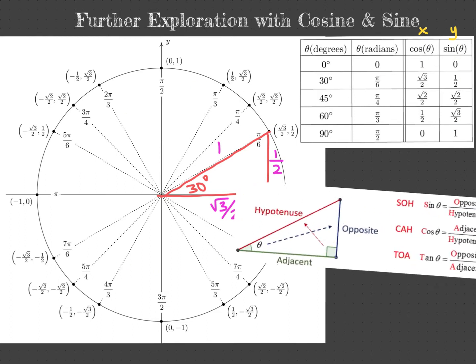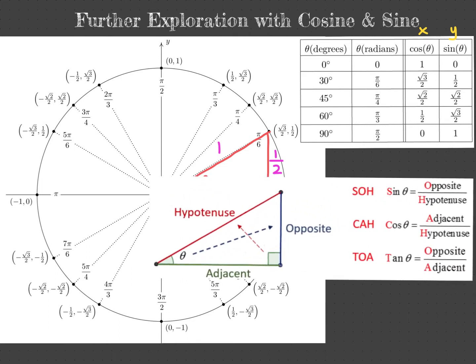And if you do not have SOHCAHTOA memorized or recall what it means, just be sure that you write down what these three ratios mean. Remember, sine, cosine, and tangent of any angle theta, they're just the ratios of the side lengths of the right triangle formed.